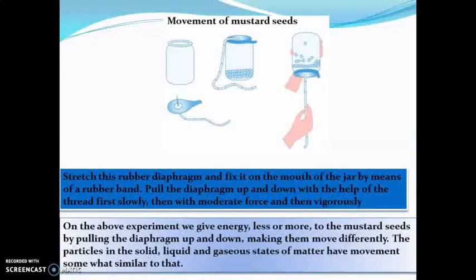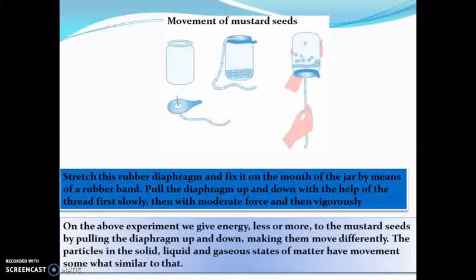Moving further, this is the experiment that tells us the movement of mustard seeds. Some mustard seeds are taken into a jar, then a diaphragm is attached to it, and with the help of a string we are pulling the diaphragm. Now this is actually for self-study, but to study the further concepts, we need to understand the movement of particles. So I am just giving a quick view of this. When we pull the string of the diaphragm, we see that the mustard seeds are moving.